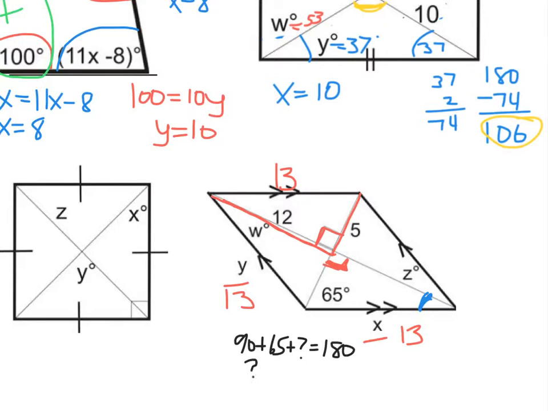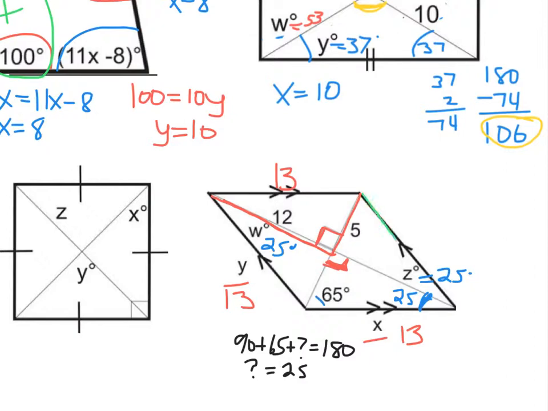So the angle I don't know right there is 25 degrees, which means z equals 25. And then I could go around and do a really long roundabout way to find that w is also 25. But notice it's not all the angles because I had that 65 over there.